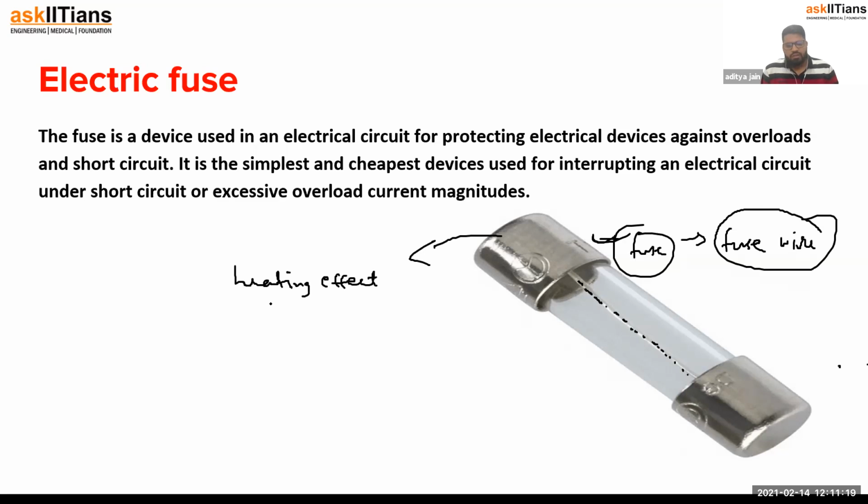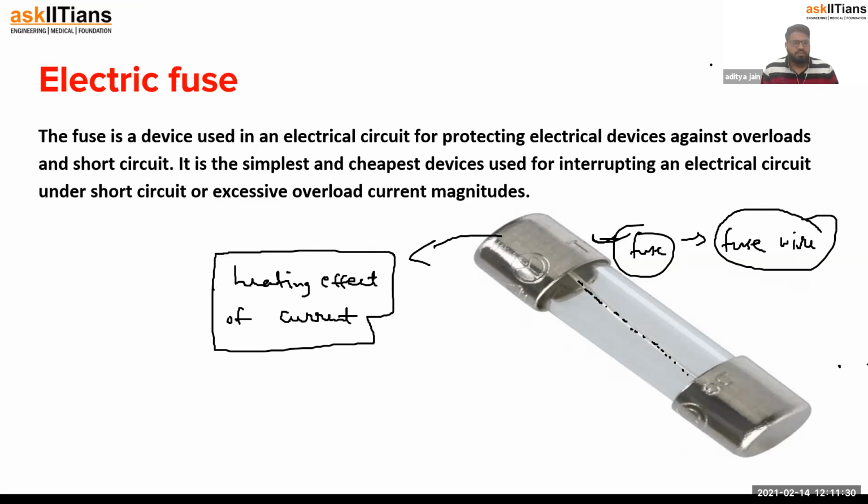It basically works on the heating effect of current, which you studied in the previous chapter. So what does a fuse actually do? It is basically a device used in an electrical circuit, which is used for protecting humans as well as the appliances present in the house or the domestic supply. Against what? Against overload.